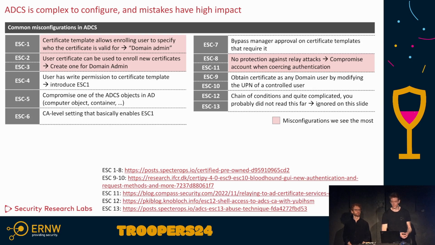Quick summary for those that we see the most often. ESC1 is basically based on a flag that you can set in these certificate templates, enabling the enrolling user to specify who that certificate is going to be valid for. So you can actually just request an authentication certificate for other users, like the domain admin, for example, and then take over the whole environment.